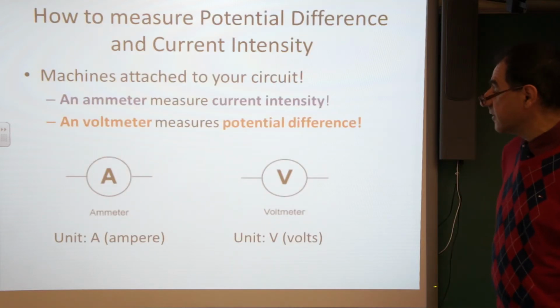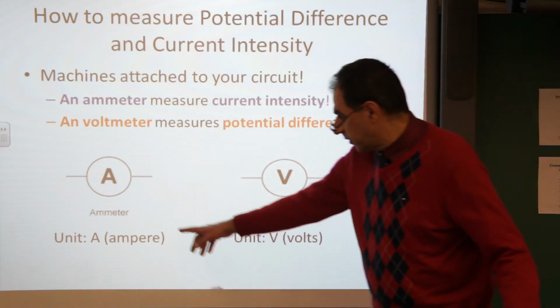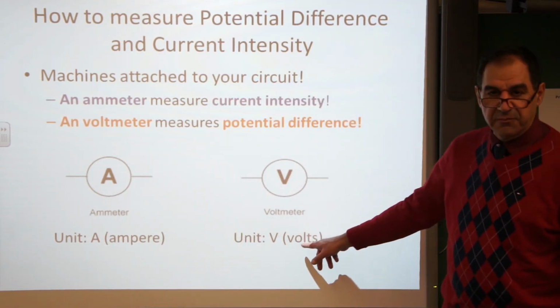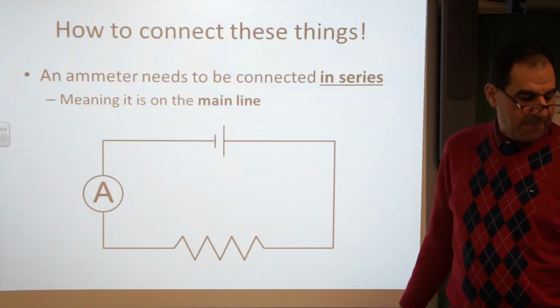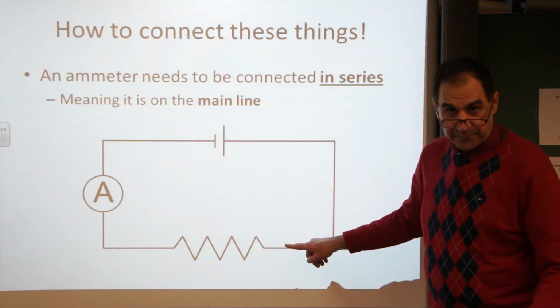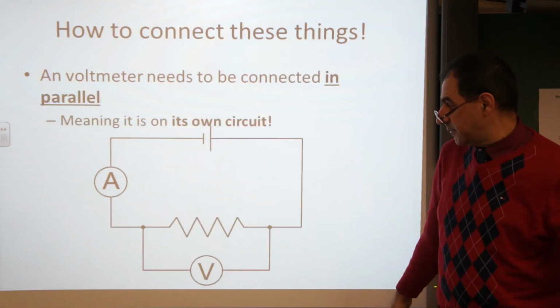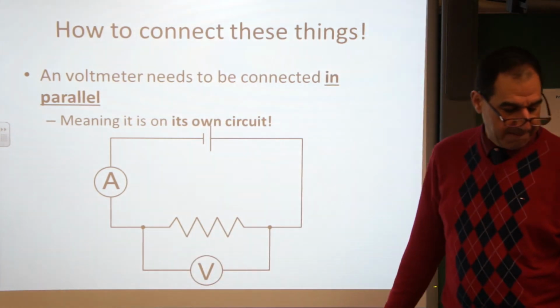How to measure potential difference and current intensity? An ammeter would measure current, and a voltmeter would measure potential difference in volts. An ammeter is always connected in series. Very important concept. While a voltmeter is always connected in parallel.